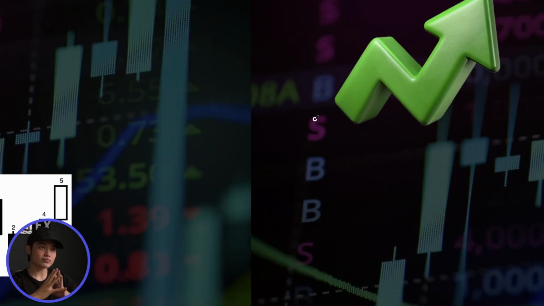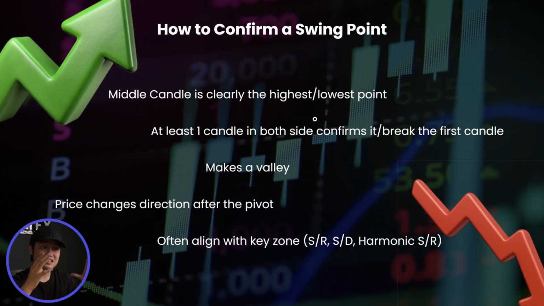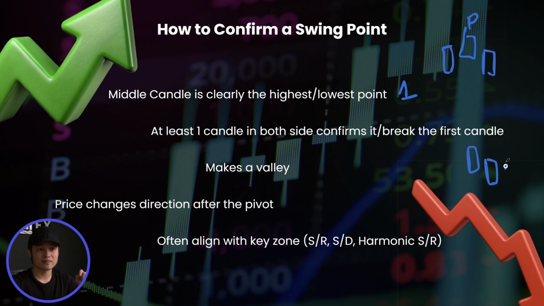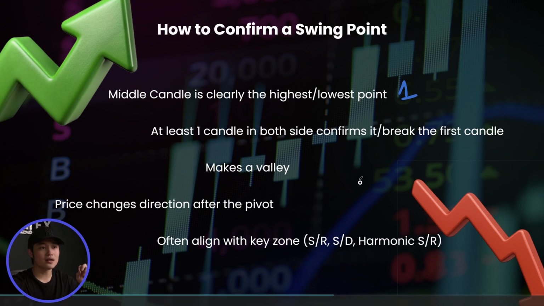Okay, next. This is the most crucial one: how to confirm a swing point. First, you have to make sure that the middle candle is clearly the highest or the lowest point. The highest for the swing high, which is like this. Okay, this is the pivot for the swing high, and for the swing low it should be like this. See, this is the pivot.